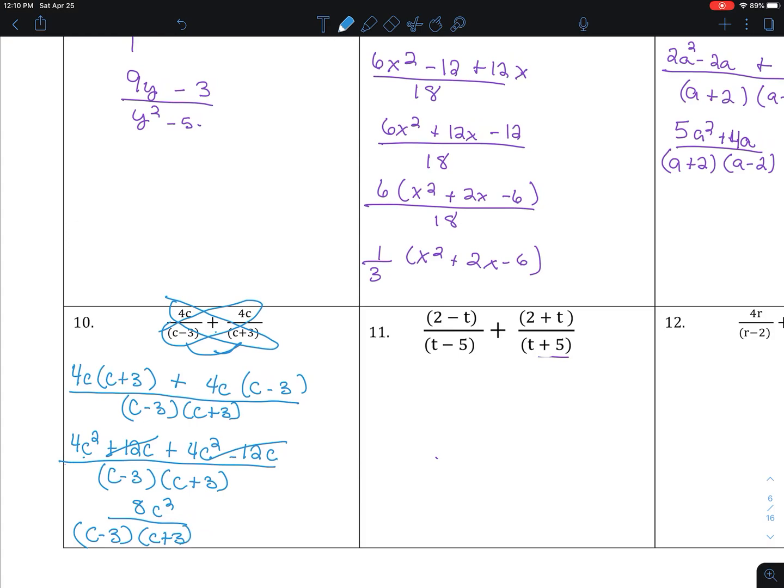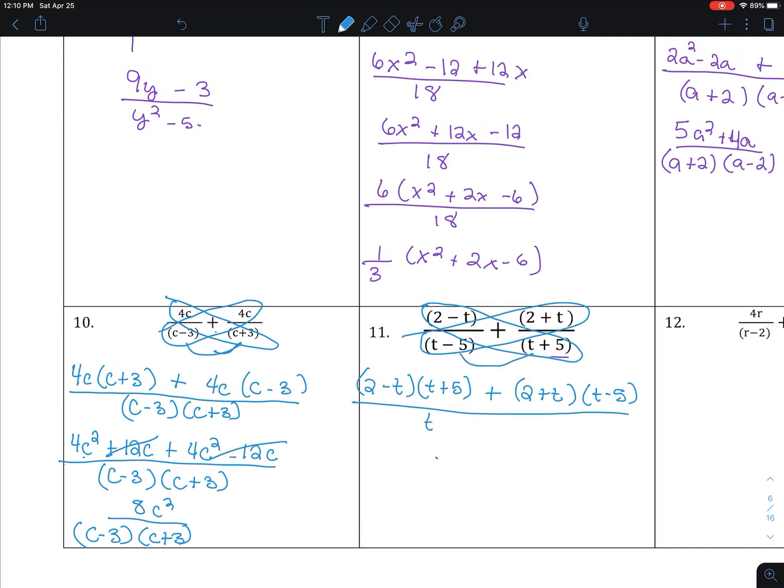Okay, let's do the next one. This one becomes a little tricky just because I have to do multiplication here. And to be honest, I started the video and had to stop because I made a mistake in my multiplying, but let's see if I can't get it right this time. 2 minus t, t plus 5. I kept writing the t's as something else. And then multiplying here, we get 2 plus t times t minus 5. And then we multiply the denominators, we get t minus 5, t plus 5.